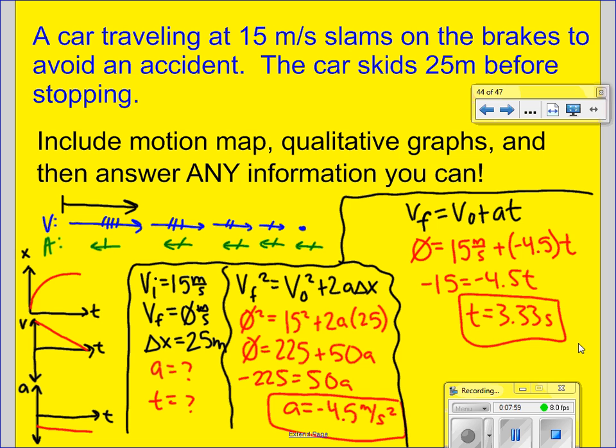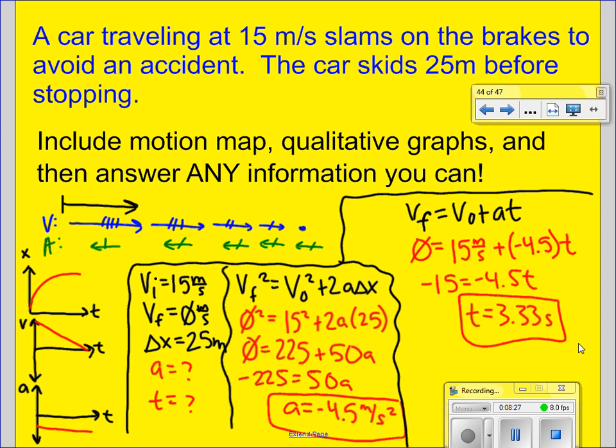Okay, notice for the first one that I'm using V final squared equals V initial squared plus 2A delta x. This is because I need to find acceleration first, but I don't have time. Notice how I plug in my values: 0 squared equals 15 squared plus 2A 25. I simplify that out by squaring my values and then multiplying 2 and 25 together. And after I do some manipulation, I get my acceleration is negative 4.5 meters per second squared.